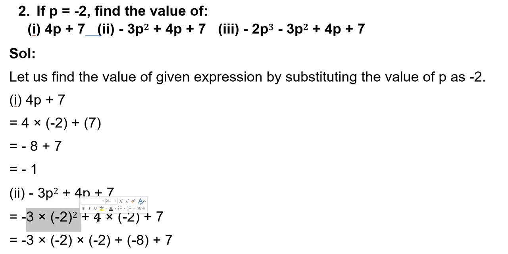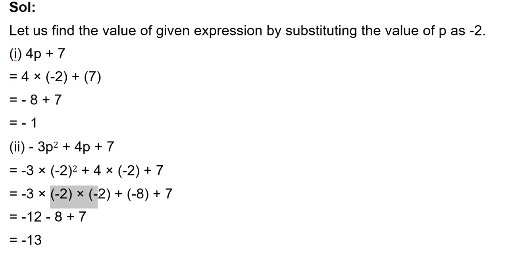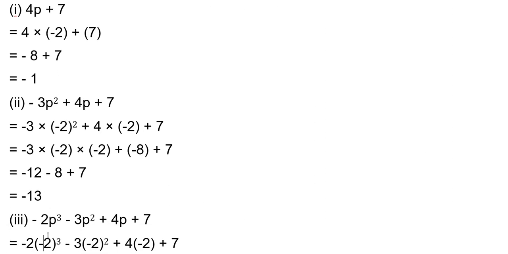Minus 2 whole square is minus 2 into minus 2, that is 4. 4 into minus 3 is minus 12. Then 4 into minus 2 is minus 8, plus 7. That is minus 12 minus 8 plus 7, which equals minus 20 plus 7, that is minus 13.